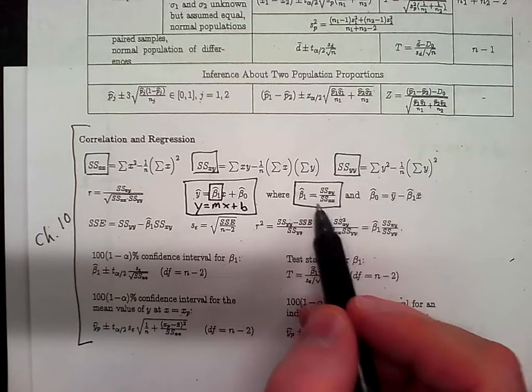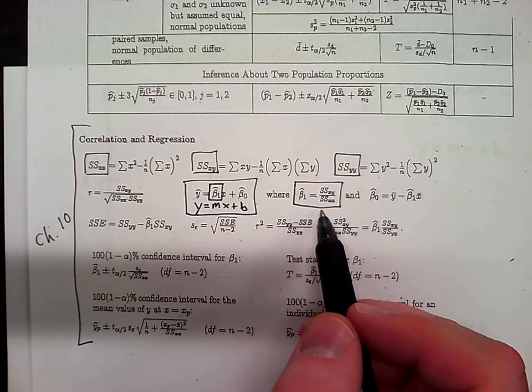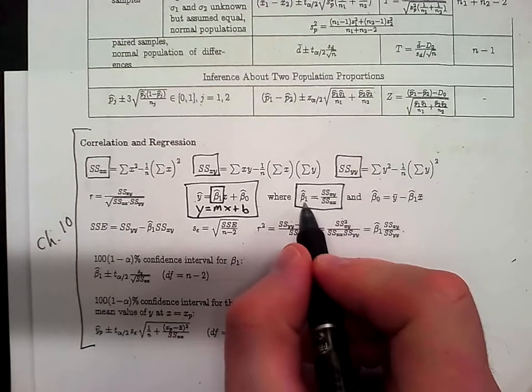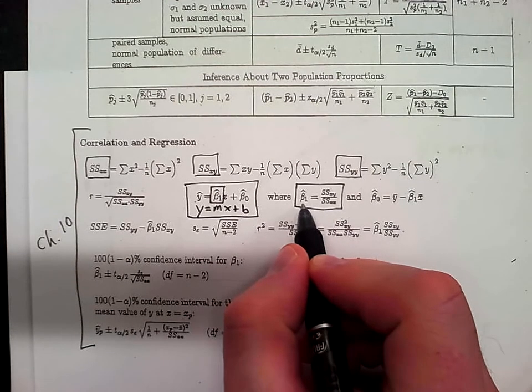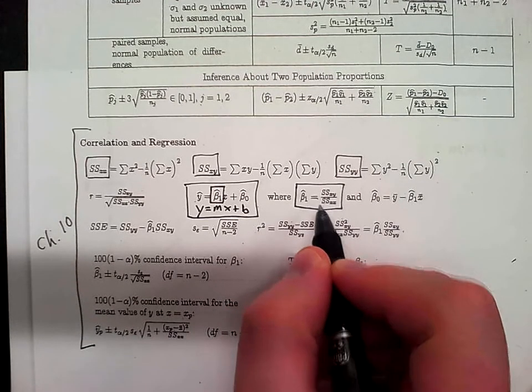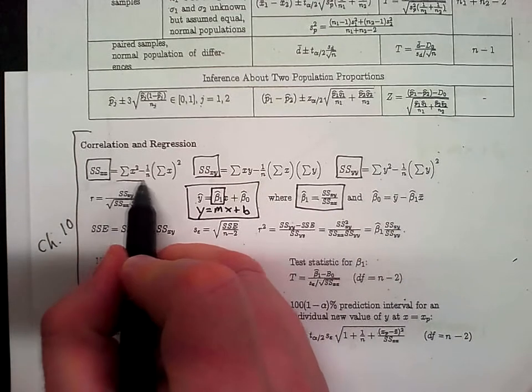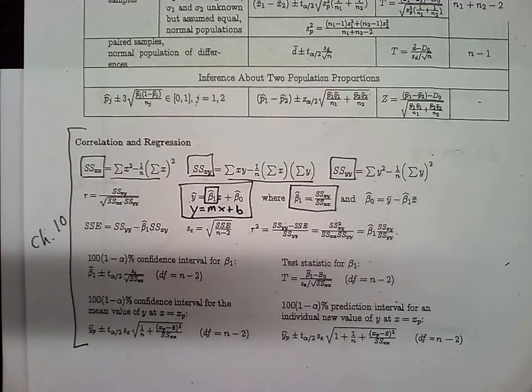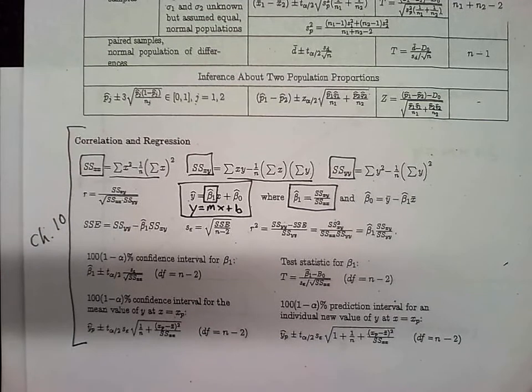We don't need SSYY yet for this formula, but I just want to point out that it's another one of those SS's. So therefore, if you need to calculate beta 1 hat, and you need those SS's, well, right up here you have those formulas for the SS's. And the only thing you need for those formulas are just X's, Y's, and N's.